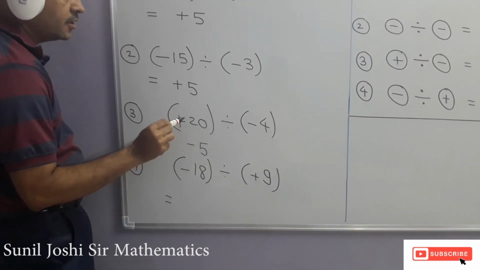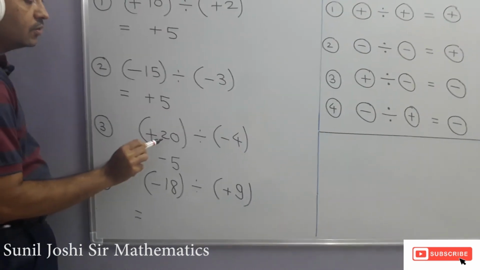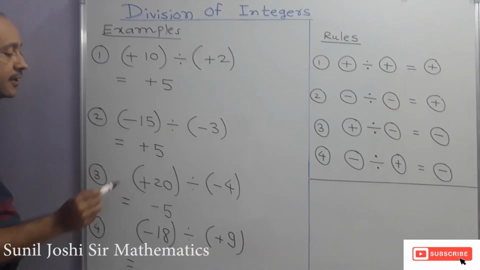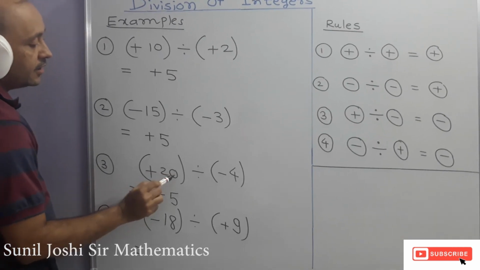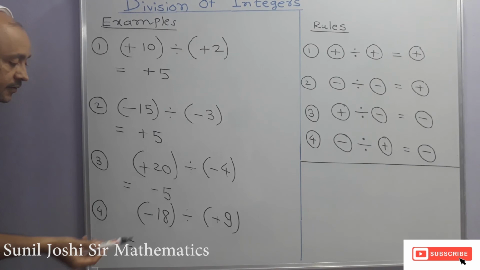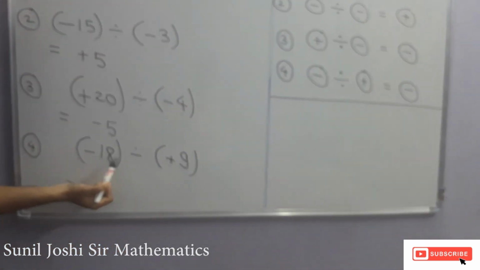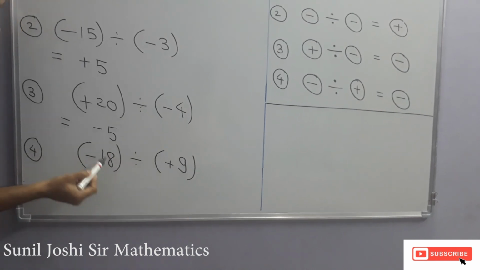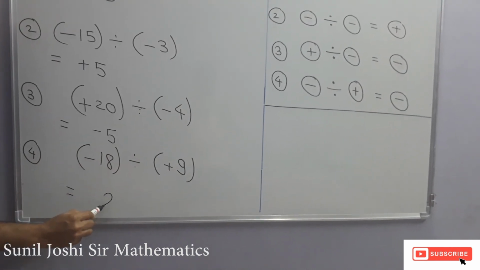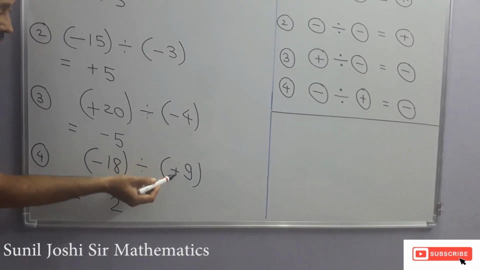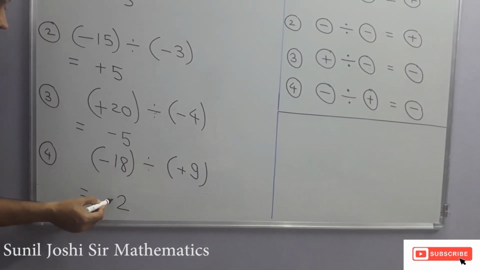So don't look here at the greater number sign. That rule is not here for multiplication and division. Be very confident regarding this. Positive 20 is divided by negative 4, the answer is negative 5. Then similarly 18 and 9 are the numbers. So divide 18 by 9. 9 twos are 18, the digit 2 will come, then decide the signs. A negative number is divided by a positive number, the answer is negative 2.